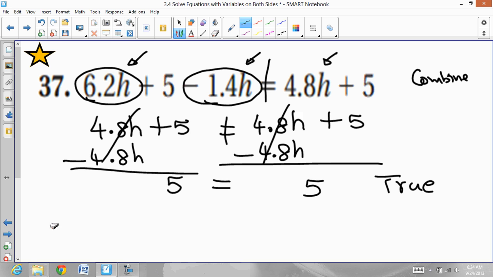So that means you have an infinite number of solutions.